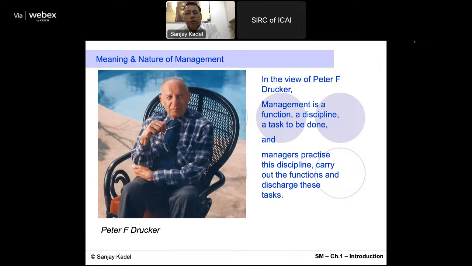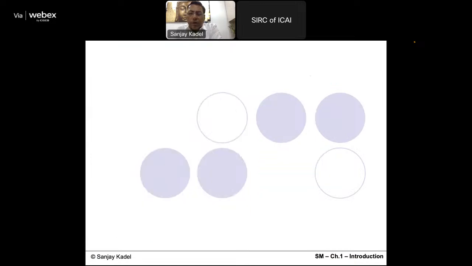There is an author of this particular subject. Of course, there are many authors. One of the popular authors is Peter F. Drucker. In his view, management is a function. It is a discipline, a task to be done. And according to him, managers practice this discipline, carry out the functions, and discharge these tasks. So he gives his perspective on the functions of management.